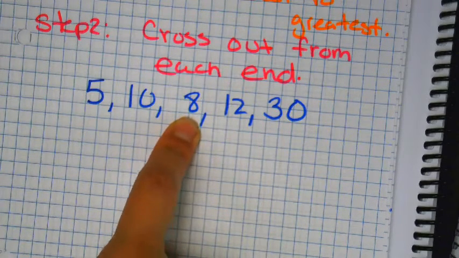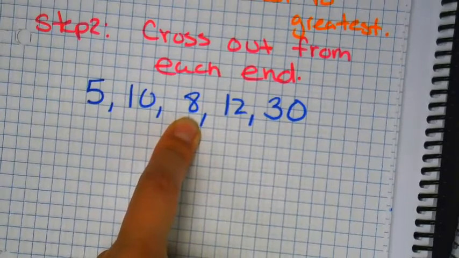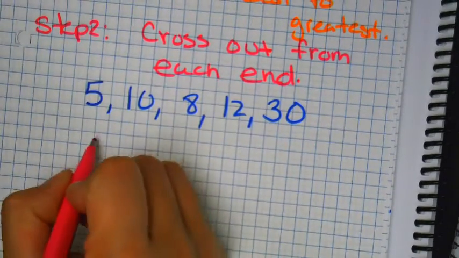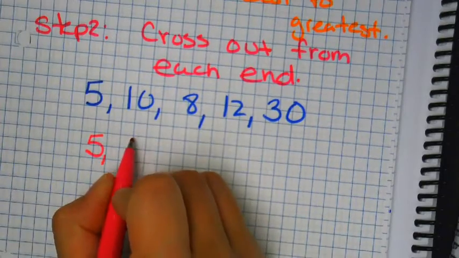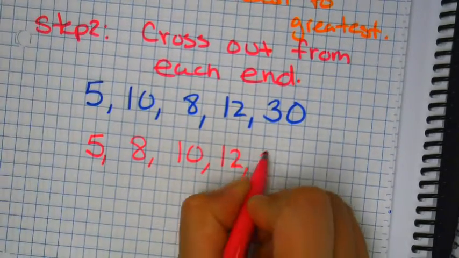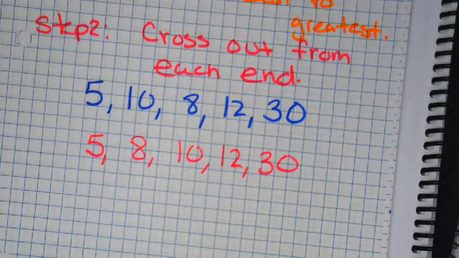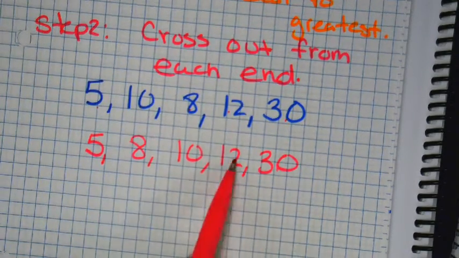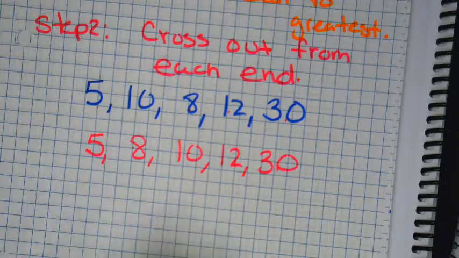Because what's the first thing we have to do? Put them in order. So what's our smallest number? 5. Okay, well, it's already there. 5, then 8, then 10, 12, 30. All right. And I always like to count to make sure I wrote all of them down. 1, 2, 3, 4, 5. Okay? So you put them in order.